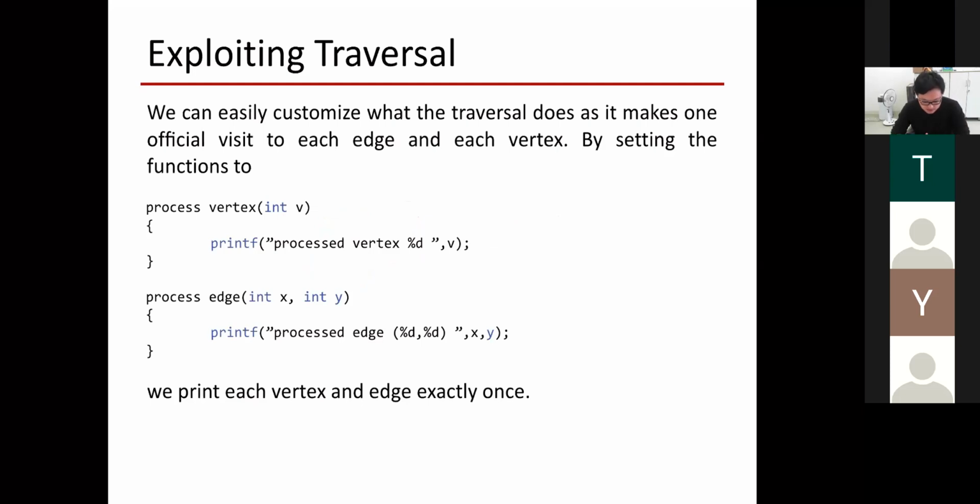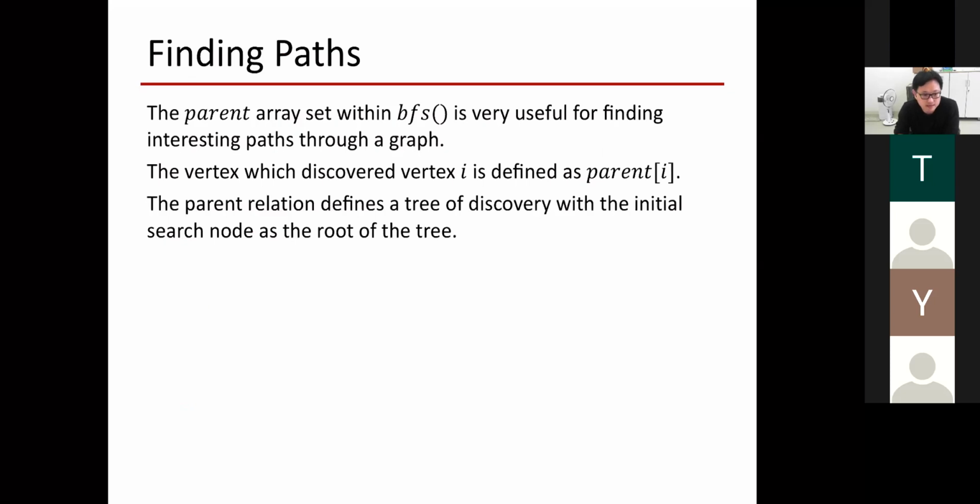Okay, exploring the traversal. We can easily customize what the traversal does to make one official visit to each edge and each vertex, by setting a function to process each vertex and edge, and we print each vertex and then each edge exactly once. So finding paths, the shortest path kind of thing.